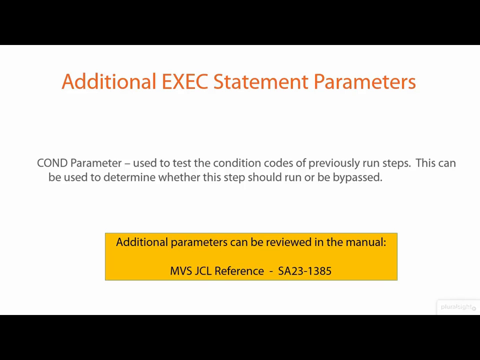Additional parameters that are available on the execute statement are also documented in the MVS JCL reference. Same way that we had in the job statement, there are a lot of extra parameters available. Very few of them are coded or used, and as a result, if you need to look up any of those references, that would be the documentation that you would want to peruse.